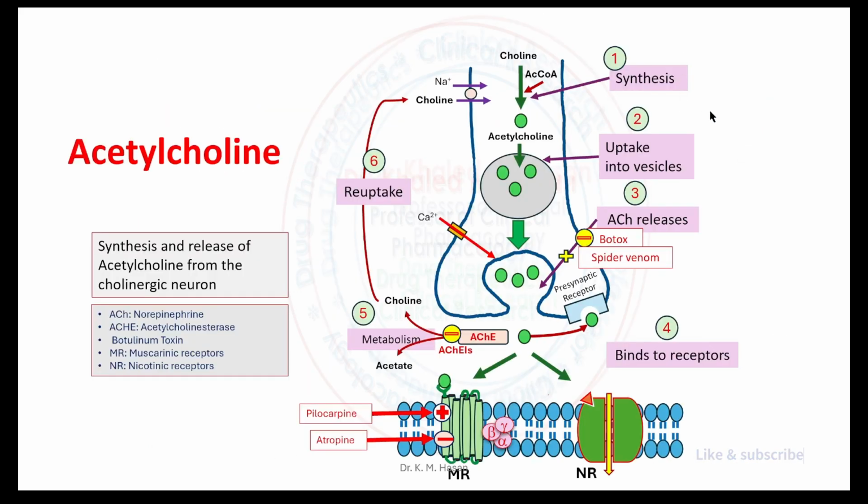Okay, the purpose of this slide is only to show us some medications that work on the muscarinic receptor. We have pilocarpine, which stimulates the muscarinic receptor. Atropine inhibits the muscarinic receptor. Then we have Botox, which inhibits the release of acetylcholine. Black widow spider venom increases the release of acetylcholine. Then we have another group of medications that inhibit the enzyme responsible for the metabolism of acetylcholine, called acetylcholinesterase inhibitors.